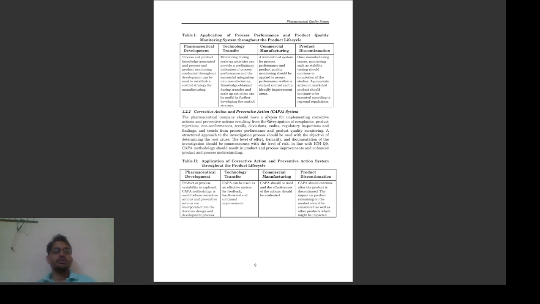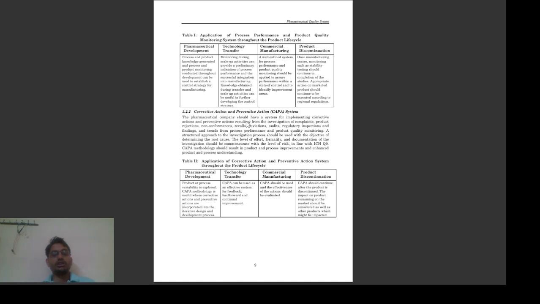Corrective and preventive action system. The pharmaceutical company should have a system for implementing corrective and preventive action. This is the investigation of complaints, product rejections, non-conformances, recalls, deviations, audits, regulatory inspections, and findings resulting from process performance and product quality monitoring. A structured approach for the investigation process should be used with the objective of determining the root cause. The level of effort and formality should be commensurate with the level of risk.